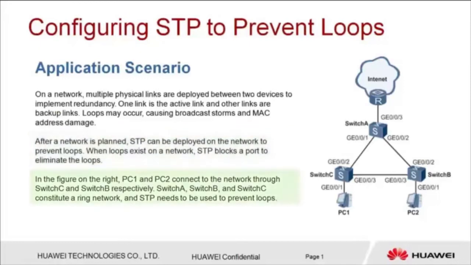In the figure on the right, PC1 and PC2 connect to the network through switch C and switch B, respectively. Switch A, switch B, and switch C constitute a ring network, and STP needs to be used to prevent loops.